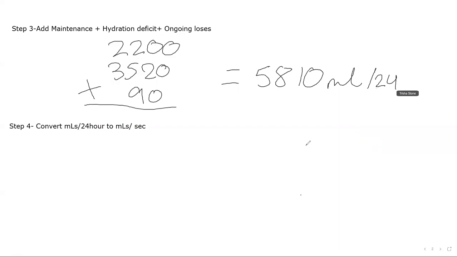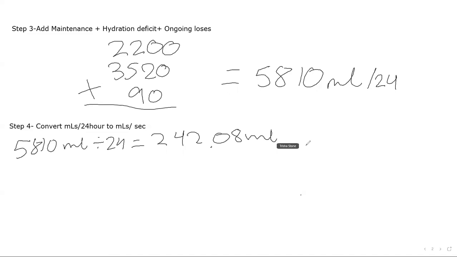The next step is we are going to take this in a 24-hour period down to how many mils per second. So 5,810 mils divided by 24 hours will equal 242.08 mils per hour.